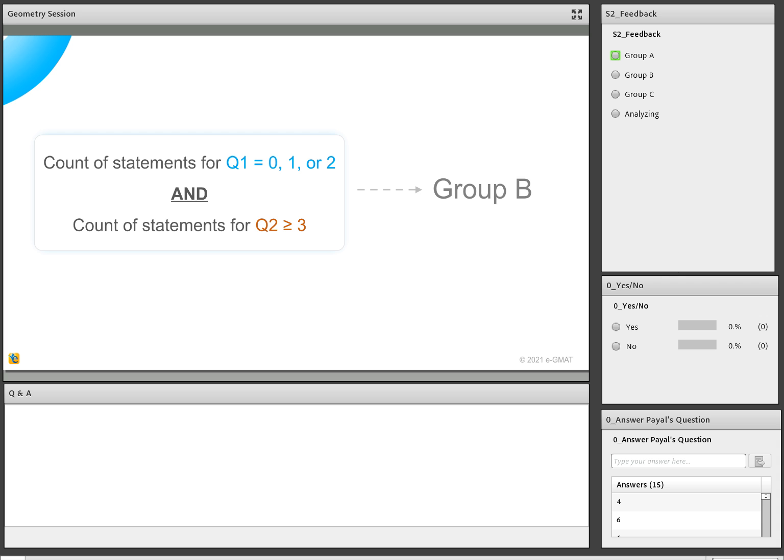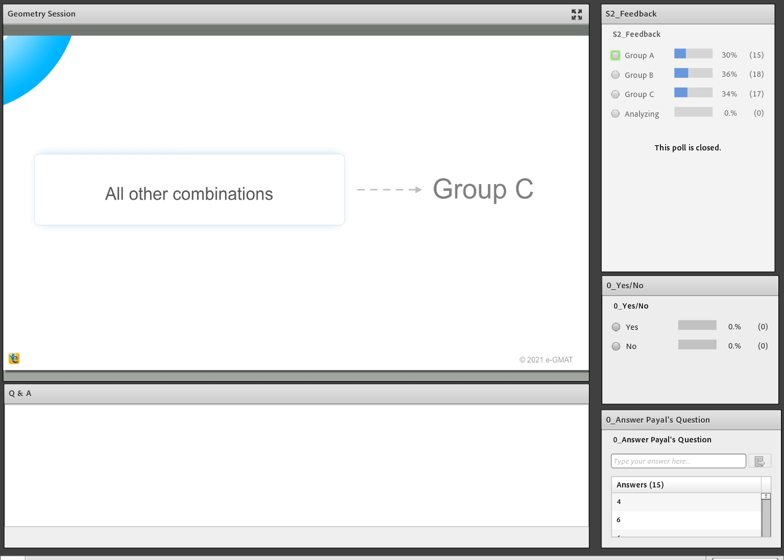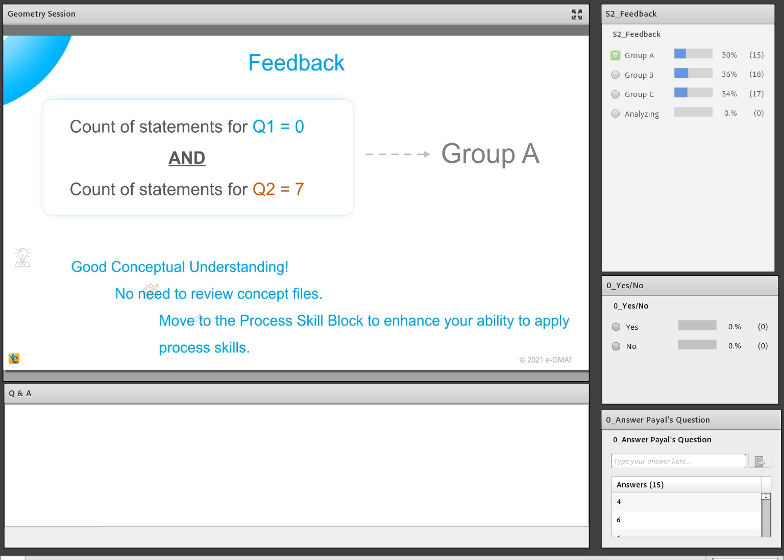So I want everyone to make a selection here, and then I'm going to give you the feedback based on the group that you fall in. So good job here. Let's look at the feedback now. If you are in group A, you have good conceptual understanding as it pertains to the concepts relating to quadrilaterals. When you access the Quant 2.0 course, you do not need to review concept files pertaining to quadrilaterals.